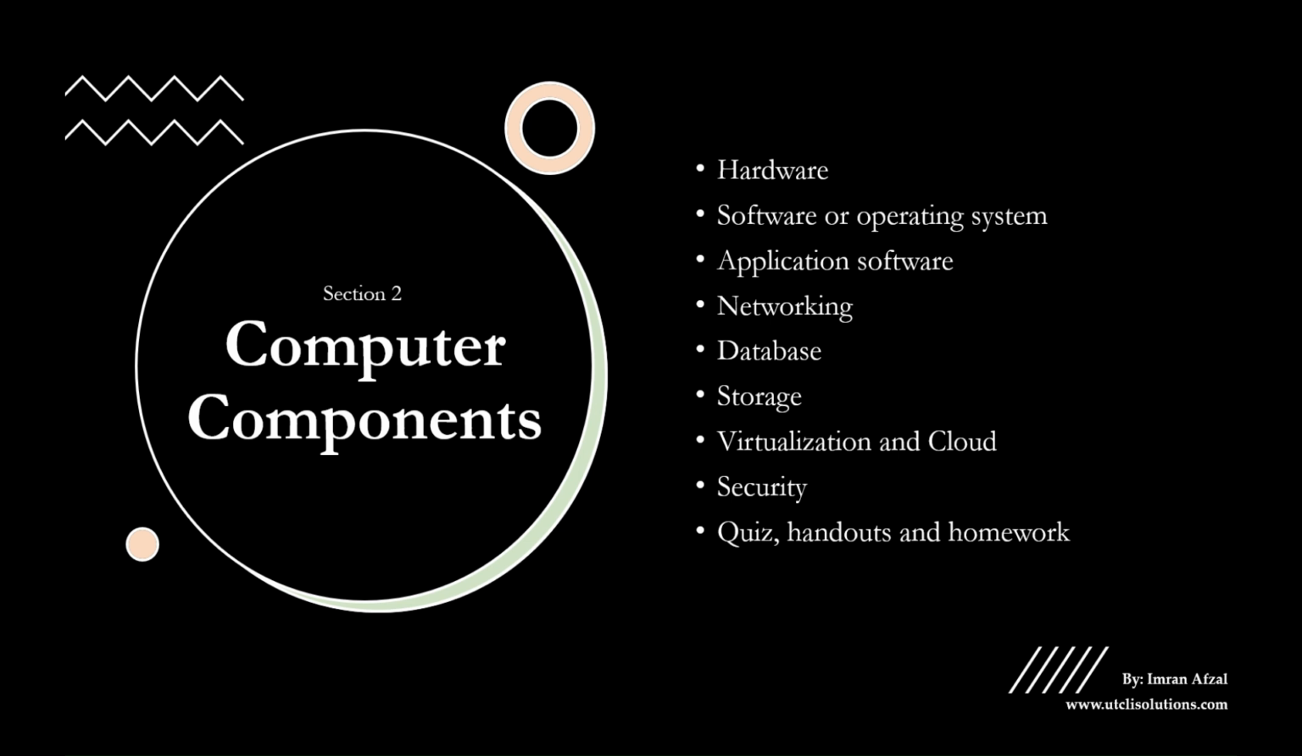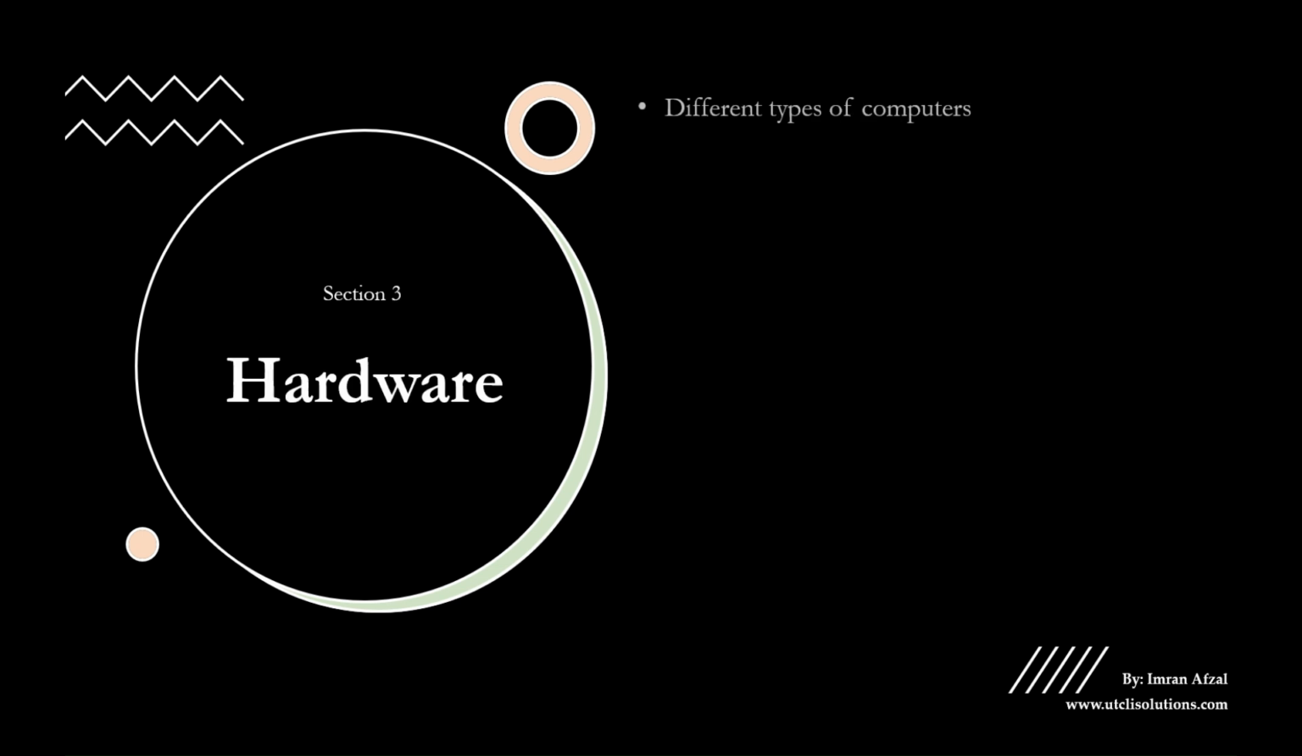Then starting with section 3, we are actually going to pick each one of these components and we're going to drill down. So starting with section 3, hardware, we'll talk about different types of computers. We'll install RAM and I will show you, when I open up the computer, where RAM is located and how you can replace it.